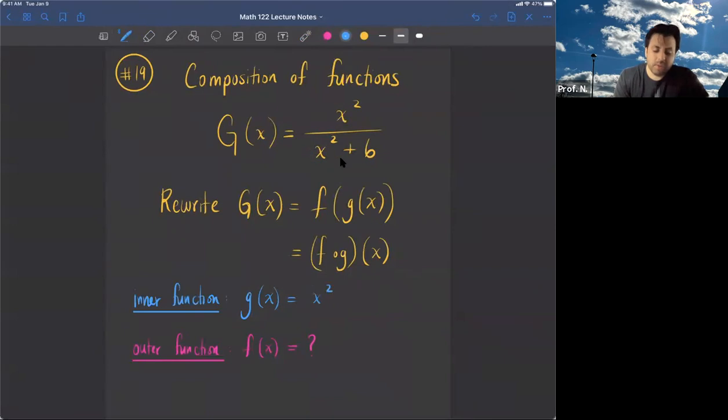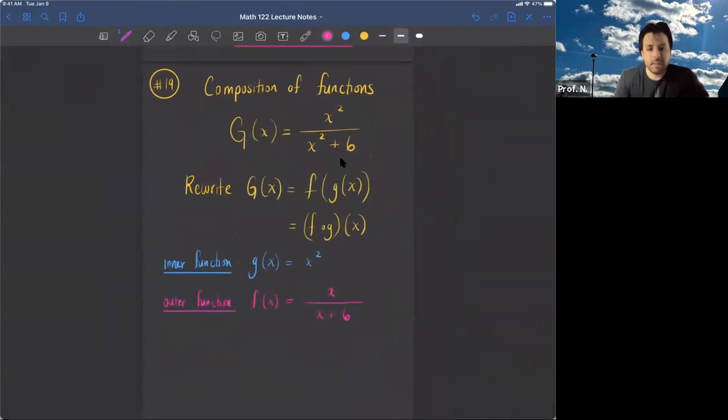What if we make our inner function x squared? And then what would be our outer function? Our outer function would be x over x plus 6. Does everybody see this? Why does this work? Because let's apply f of g of x. Remember, what's our inner function? It's x squared.